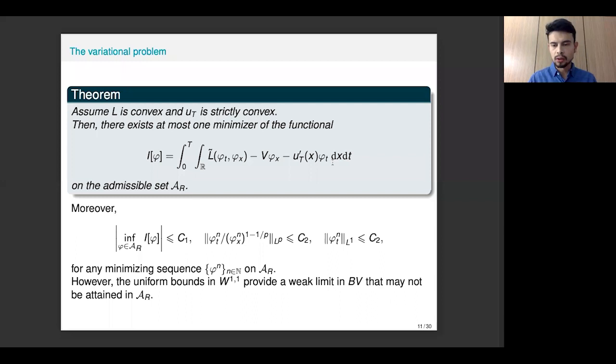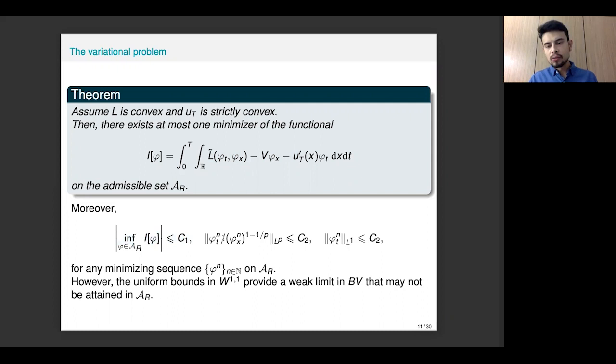And that's nice because remember we are using here the perspective function of the Lagrangian. And as I told you, it is convex. So this uniqueness result basically comes for free. Now I want to jump to the existence problem. We can prove these bounds.